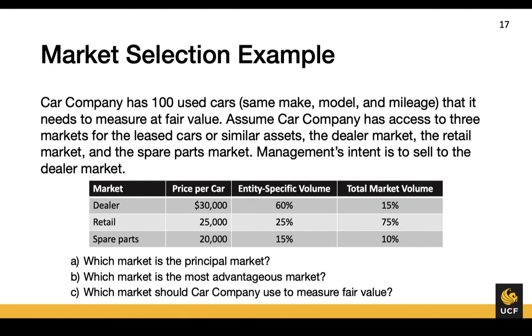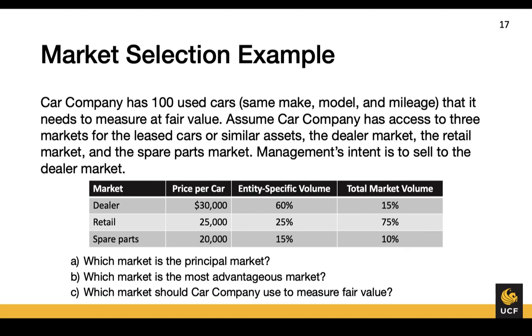Now, if we look at entity-specific volume, that gives us a different answer than total market volume. Here, we need to look at total market volume because we want to know which one has the most transactions flying through it the most often, because that's going to give us the most reliable value. So here, because the retail market has 75% of the total market volume, that's going to be our principal market.